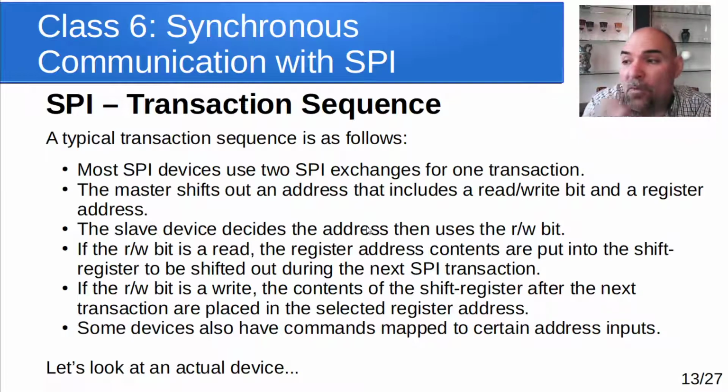All right, now, a typical SPI transaction sequence works like this. And again, we know that after 8 clock ticks, and if the device is selected, those registers will have exchanged values for one another. So most devices use 2 SPI exchanges for what's considered one transaction. In other words, the slave select gets pulled low, the master will shift out an address to the slave in the form of 8 bits. So an 8-bit address goes out. That 8-bit address includes a bit that's a read-write bit. Sometimes it also includes a multiple or single bit, as we'll see here in a little bit.